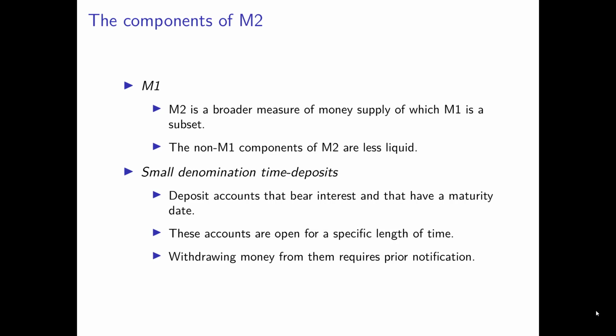So if you want to withdraw money, you need to notify the banking institution that you're going to do so. You can see them as investment vehicles, basically. You can open a small time deposit of 6 months. So you open that account, you don't withdraw anything for 6 months, and then it bears interest. This is part of M2, on top of all the elements of M1.